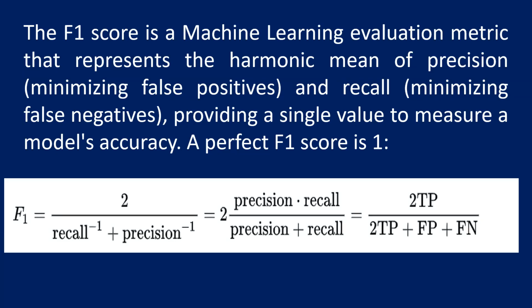So let us first define the F1 score. The F1 score is a machine learning evaluation metric that represents the harmonic mean of precision, minimizing false positives, and recall, minimizing false negatives, providing a single value to measure a model's accuracy. A perfect F1 score is 1. In this formula, TP is true positive, FP is false positive, and FN is false negative.